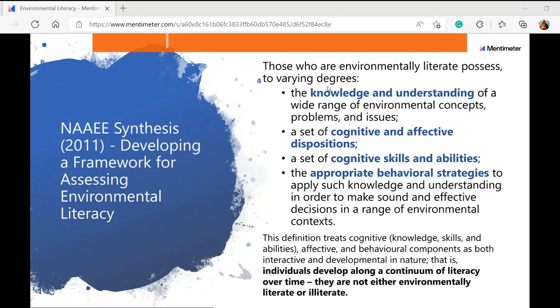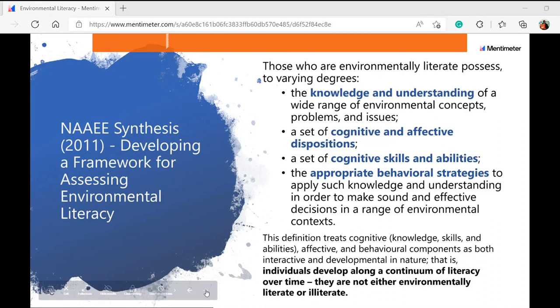So they defined it in terms of having knowledge and understanding of a wide range of environmental concepts, problems, and issues; a set of cognitive and affective dispositions, that is, attitude, as we talked about in the definition of 1977; then a set of cognitive skills and abilities to solve and engage with the problem; and the appropriate behavioral strategies to apply such knowledge and understanding in order to make sound and effective decisions. This treats the cognitive part, which has to do with the brain in terms of knowledge, skills and abilities, and affective and behavioral competences as both interactive and developmental in nature. So they interact with each other.